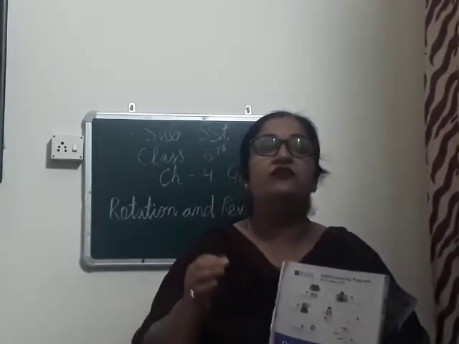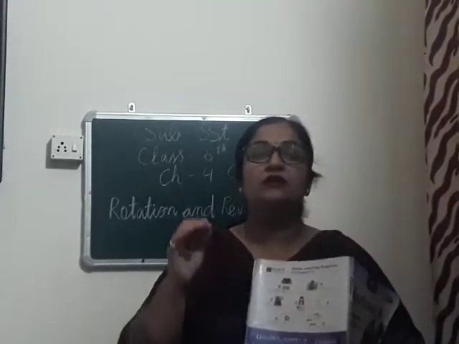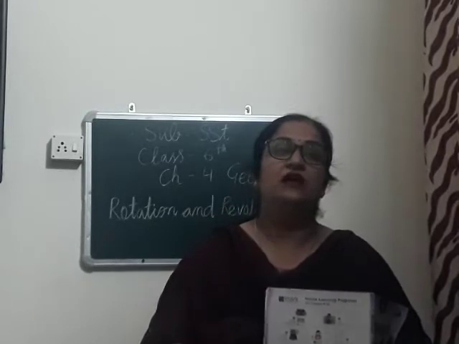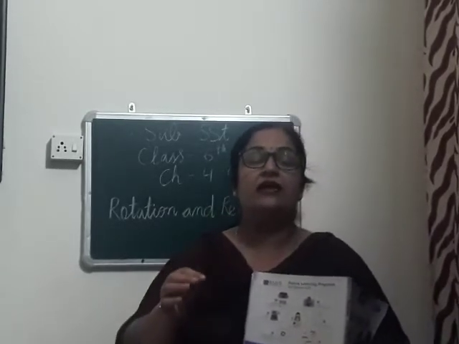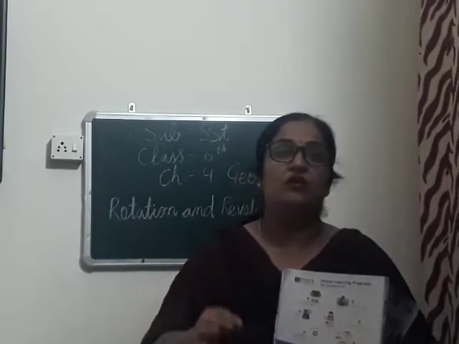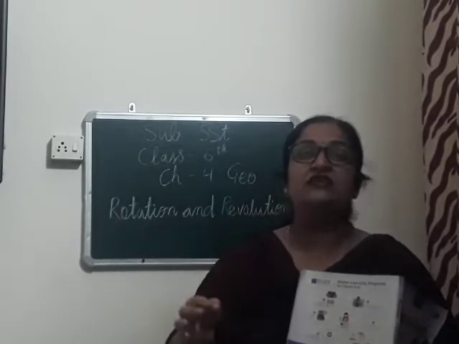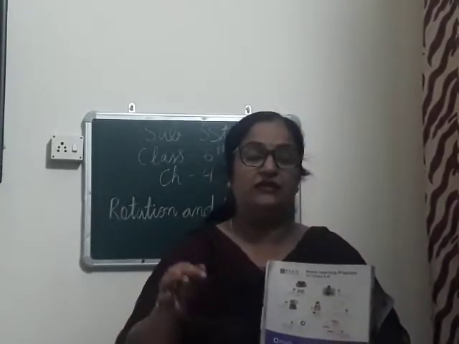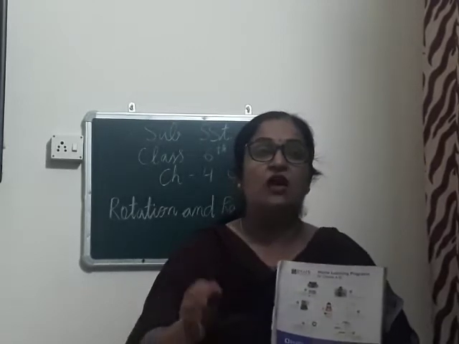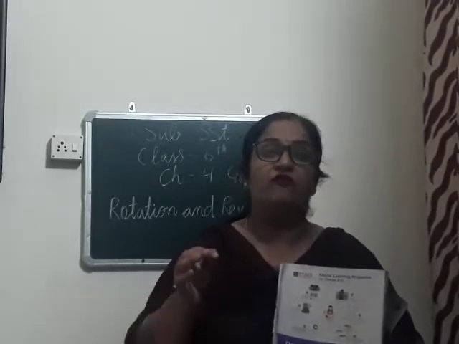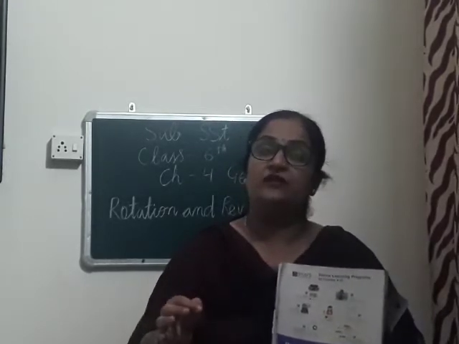Now about revolution of the Earth. The Earth moves around the sun in a fixed path, in an anti-clockwise direction. This movement of the Earth is called revolution. The path along which it revolves is known as its orbit.